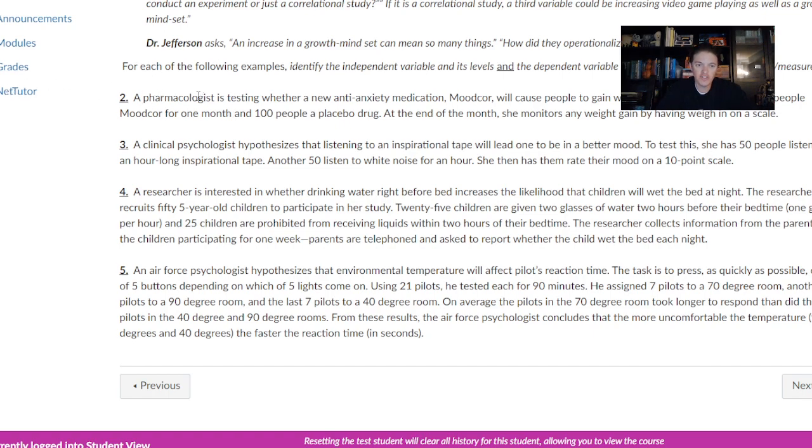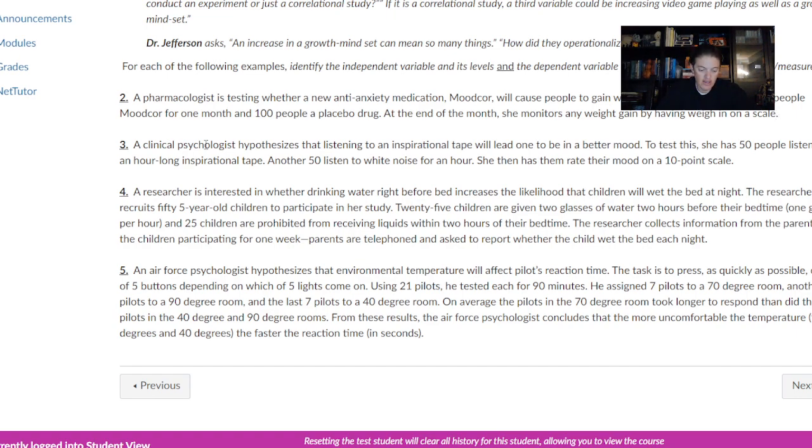So for example, on number 2, a pharmacologist is testing whether a new anti-anxiety medication, MoodCore, will cause people to gain weight. To test this, she gives 100 people MoodCore for 1 month and 100 people a placebo drug. At the end of the month, she monitors any weight gain by having them weigh in on a scale. So for number 2, the independent variable is the drug, right? And the 2 conditions are taking MoodCore or a placebo. So those are the 2 different conditions or levels of the independent variable. The dependent variable is weight gain as measured by weighing in on a scale. Okay, so that would be number 2.